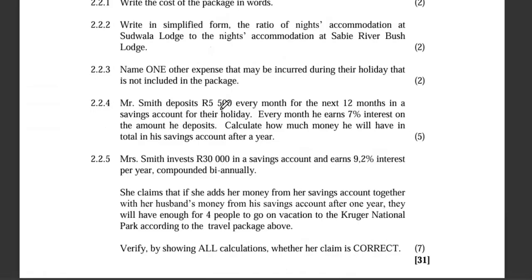They are saying write down the cost of the package in words. Remember we said it was 24,999. What you're going to say, write it down in what they want it in words. 24,000 999. These are what? These are rands.